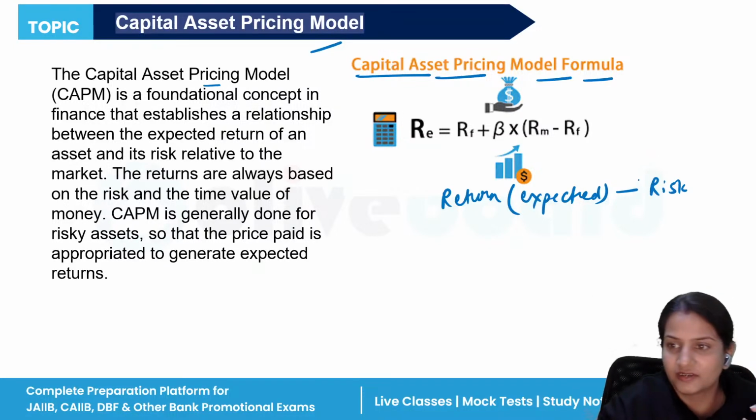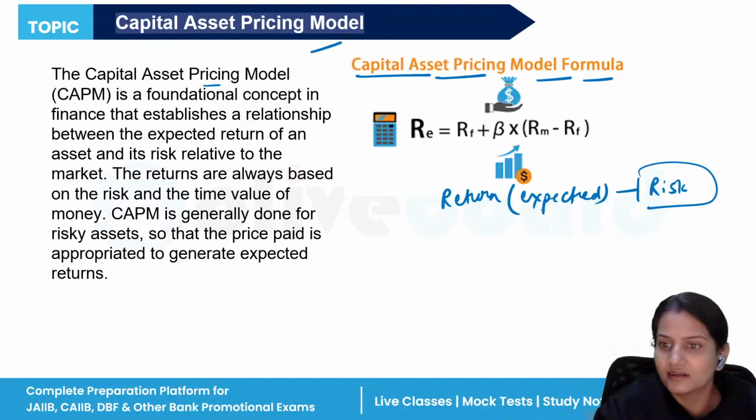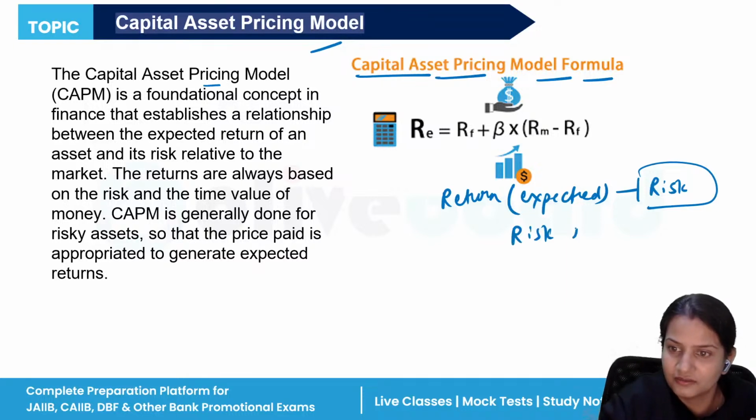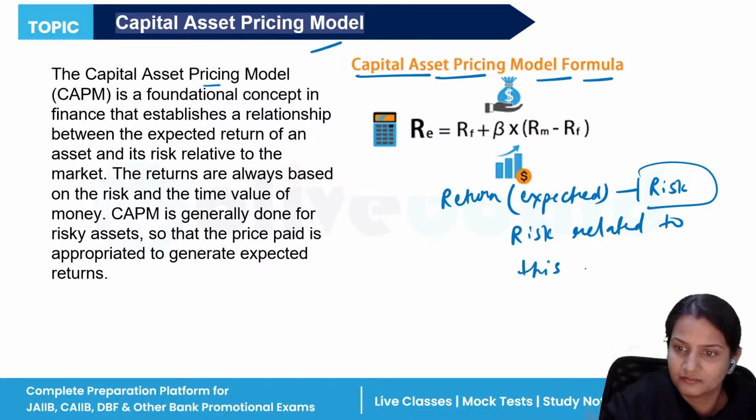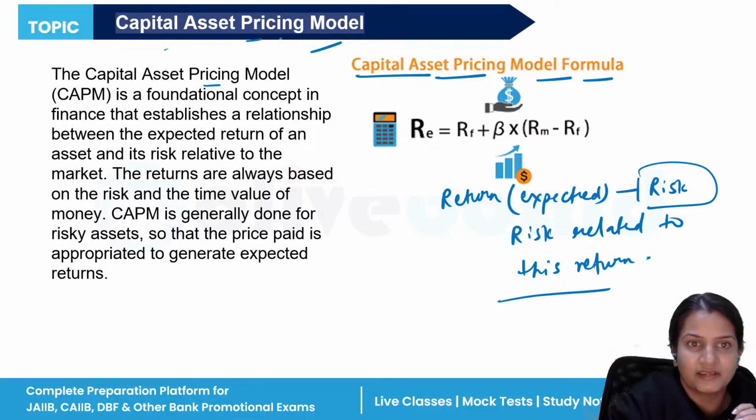So it basically describes the relation between the expected return from the project and the risk which is related to this particular return. This is what the CAPM model, the capital asset pricing model, says.